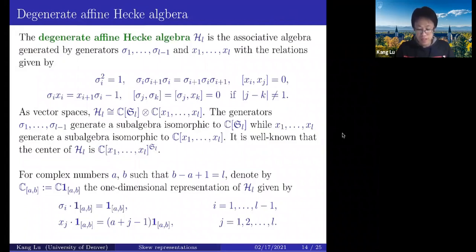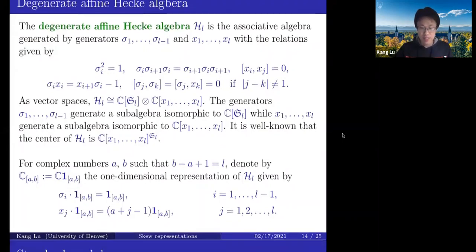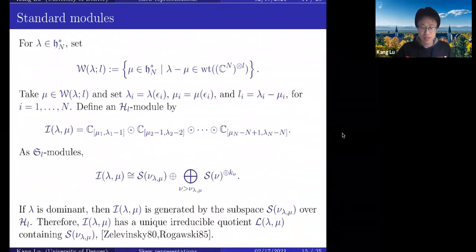There is a one-dimensional representation for this degenerate affine Hecke algebra defined in the following way. It is generated by such a vector, and the action of the generators is given by the following formula. This is a one-dimensional module. We can use this one-dimensional module to get more complicated modules by using the induction product.